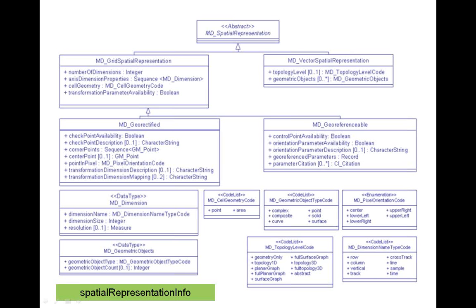All right, this next section shows the spatial representation information in more detail. Here I have spatial representation info, and that is our general class. Now we have the choice here of grid spatial representation or vector spatial representation. Within grid spatial representation, I have the choice of georectified or georeferenceable.